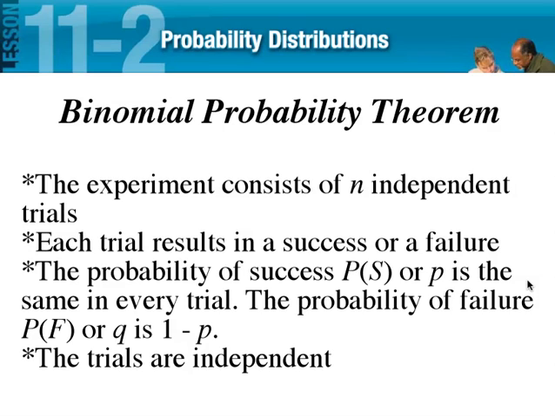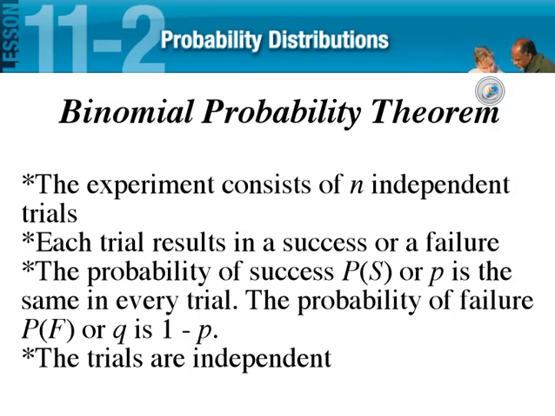The probability of success, P of S, or P, is the same in each and every trial. So that probability of success doesn't change. It stays constant from trial to trial. The probability of failure, P of F or Q, is 1 minus P because notice they have to both add up to be 1. And then the trials are independent.